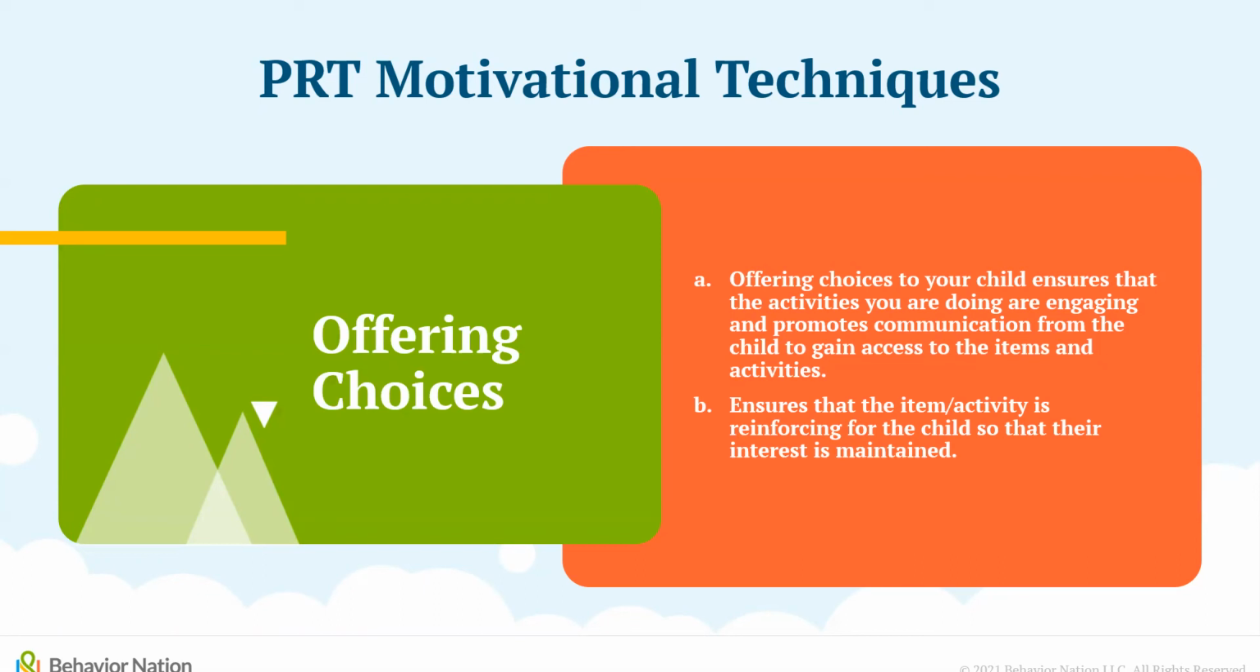Some examples of offering choices could be letting the child choose the activity. Should we play with cars or with farm animals right now? If your child chooses farm animals, then you could ask if they want to be the horse or the pig. If they want to be the pig, maybe they can help you choose who you should be. Should I be the duck or the cow?